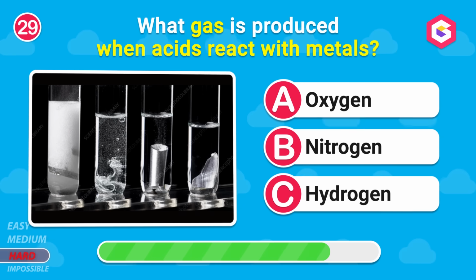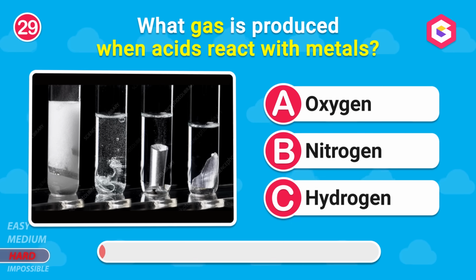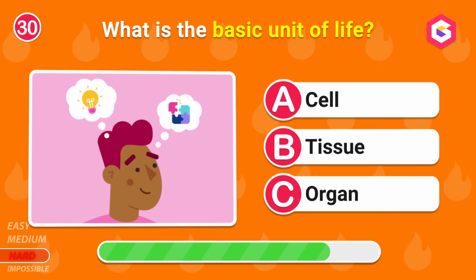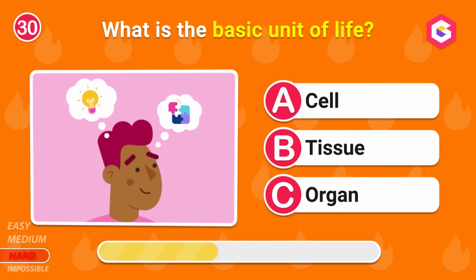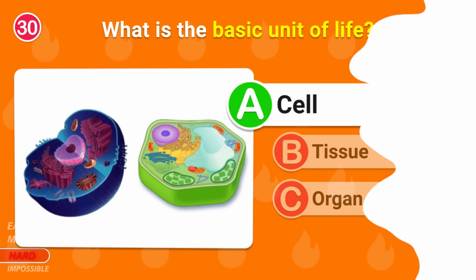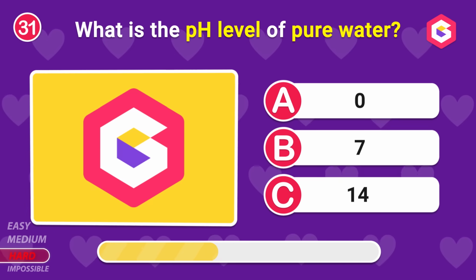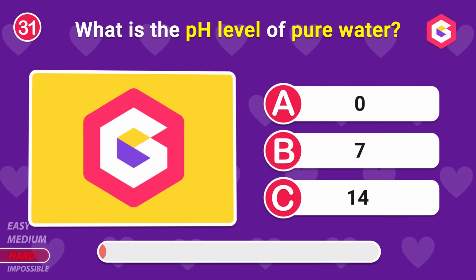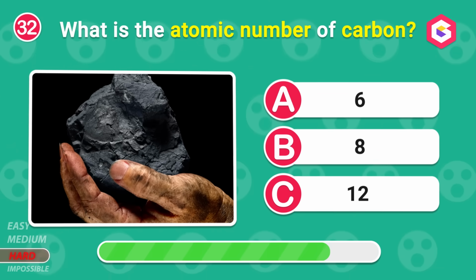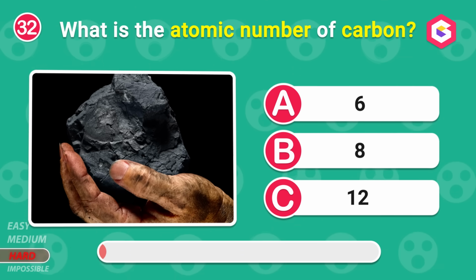What gas is produced when acids react with metals? Hydrogen. What is the basic unit of life? Cell. What is the pH level of pure water? 7. What is the atomic number of carbon? 6.